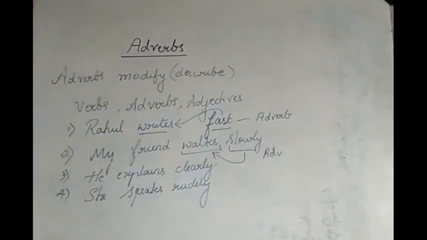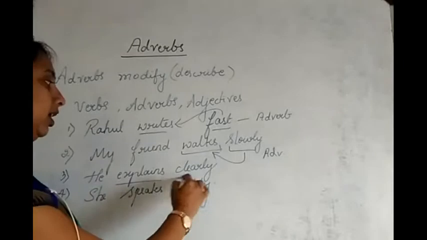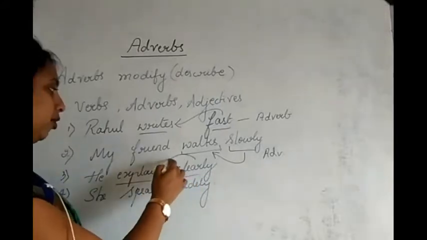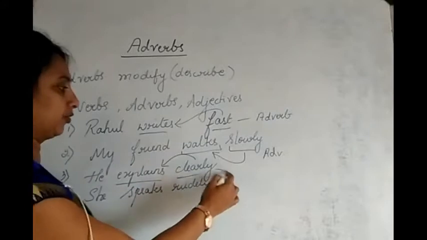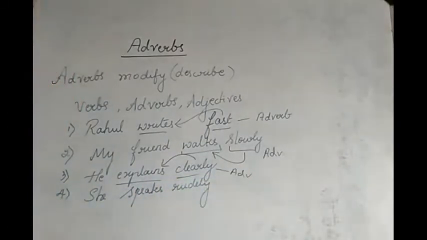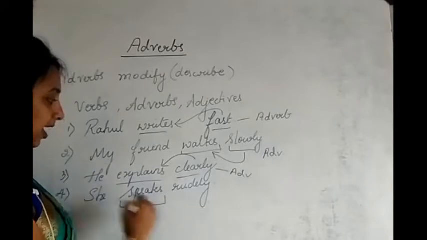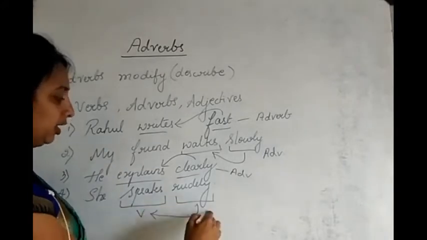Next, we'll go for the third one. He explains clearly. Which is the verb? Explains. Which word is describing this explains? Clearly. Clearly is explaining about explains. Clearly modifies this verb. So, this is an adverb. Now, next one. She speaks rudely. How does she speak? She speaks rudely. So, this is a verb and rudely is describing this verb. So, it is an adverb.